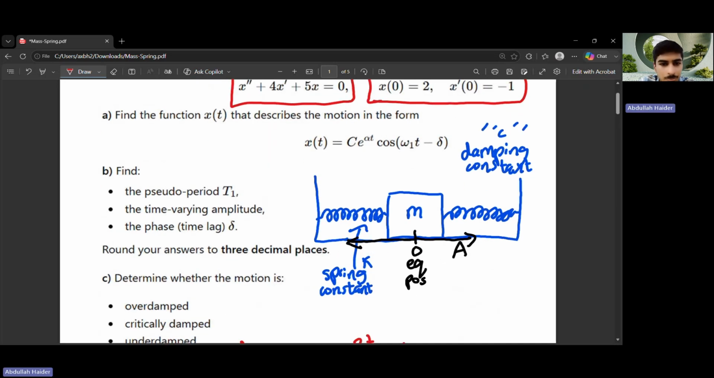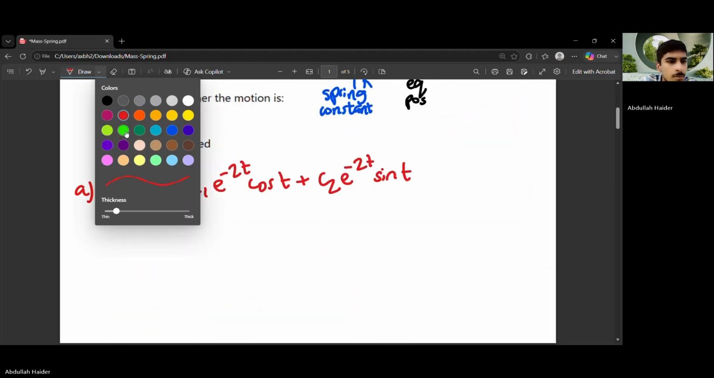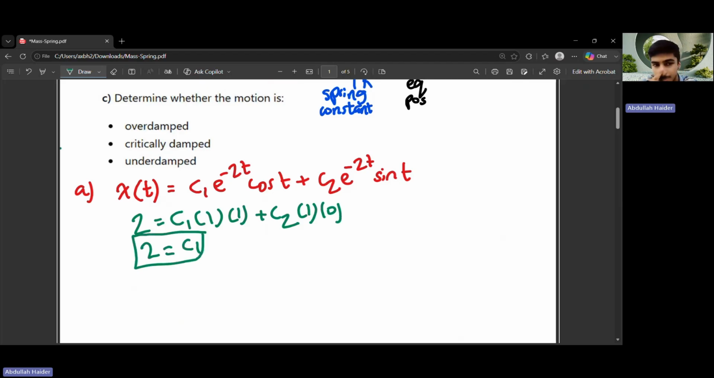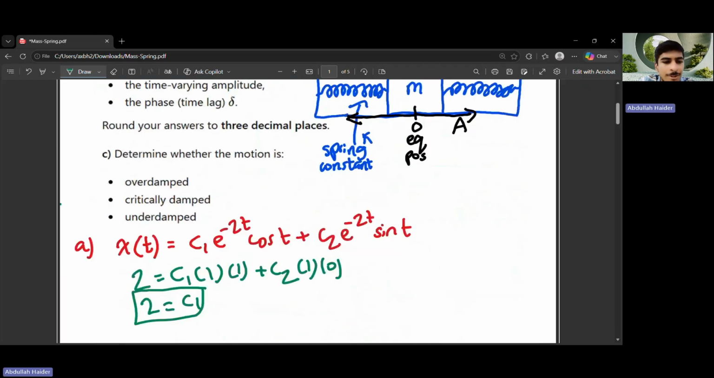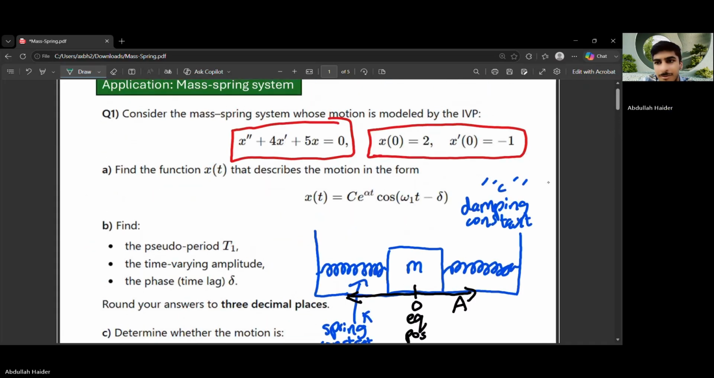So we'll apply our new initial conditions for this problem now. x0 is equal to 2. So 2 is equal to c1 times 1 plus c2 times 0. So 2 is equal to c1. This is your c1, which is 2. Now you found c1. To find c2, you can use the derivative and then apply this condition.